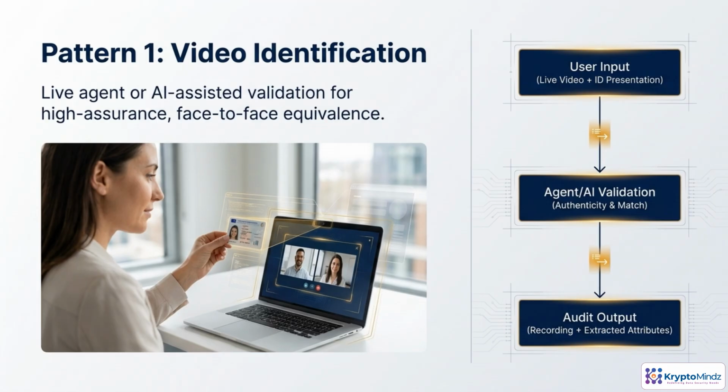Video identification tries to replicate the assurance of sitting in front of a bank clerk. The customer appears on live video, shows their ID, and often performs liveness actions like turning their head or speaking. A human agent, an AI system, or both, then check: Does the person look real? Does the document look genuine? And do they match? The whole interaction, plus the extracted attributes, is stored as evidence to support eIDAS requirements and later audits.